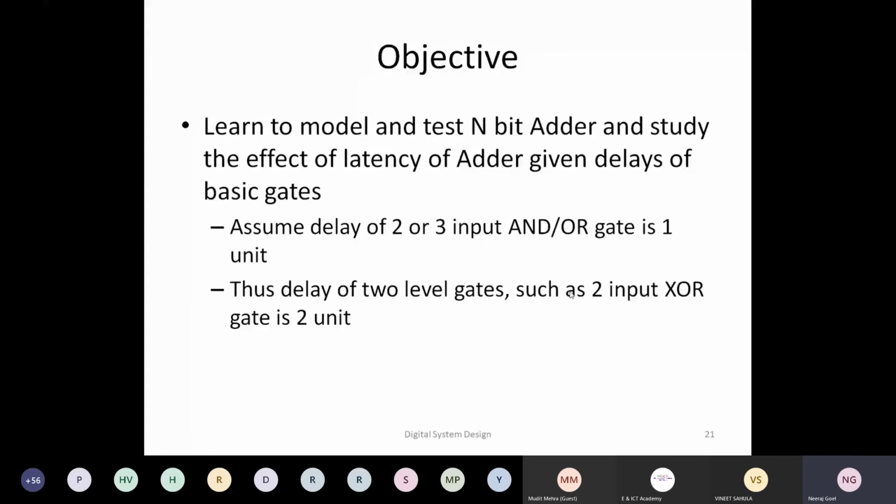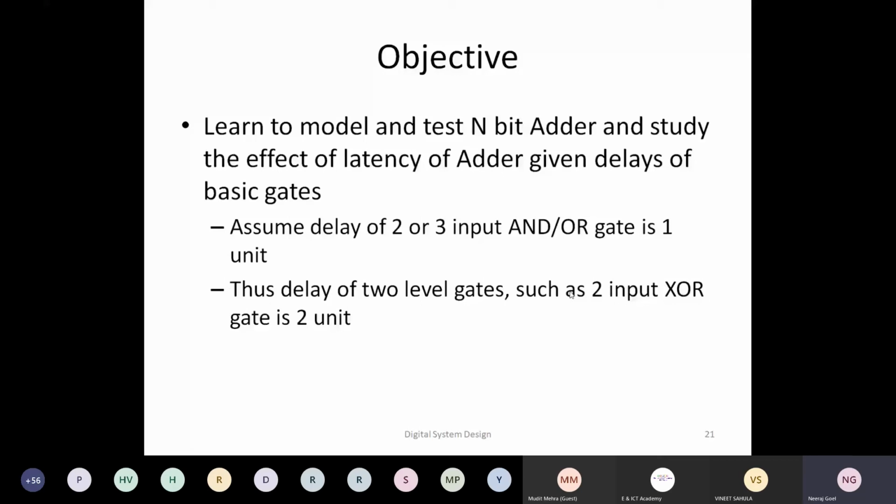And so the objective here would be achieved by learning to model. I'm saying we are not learning to design, we are learning to model and test an n-bit adder and study the effect of the latency of the adder given the delays of basic gates.